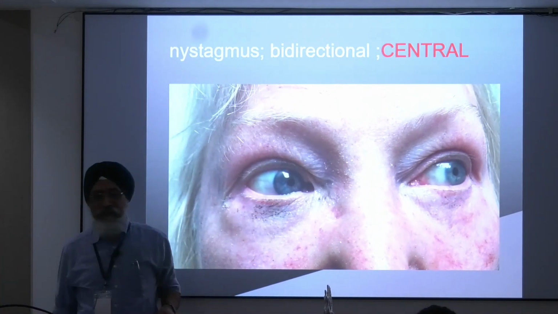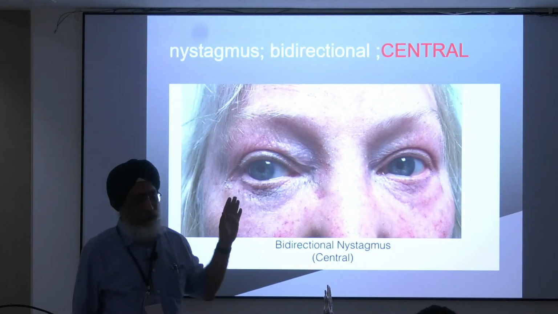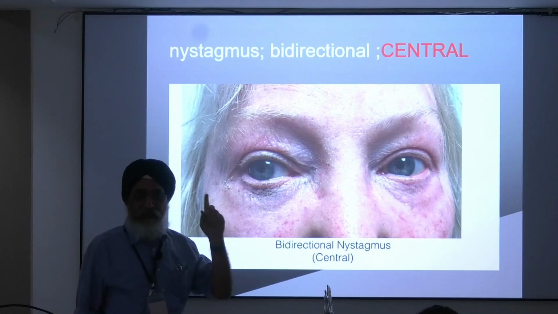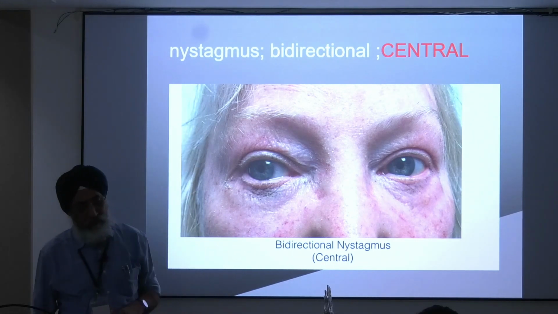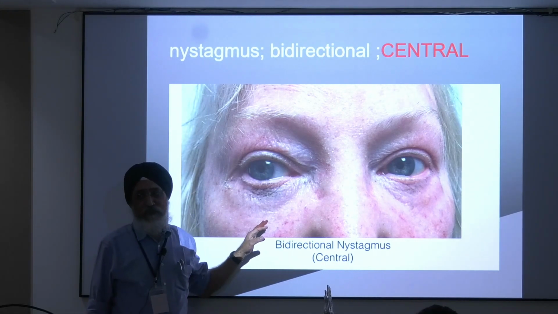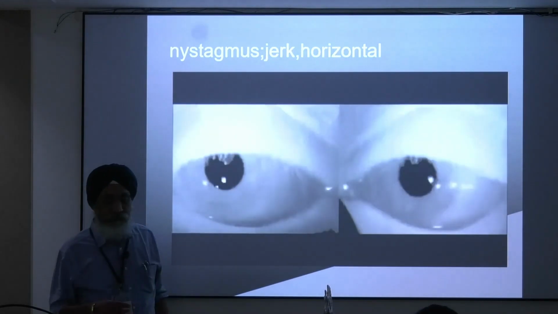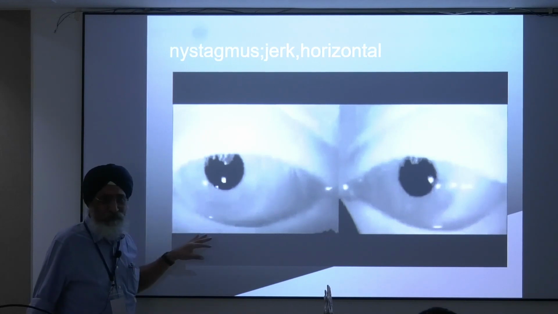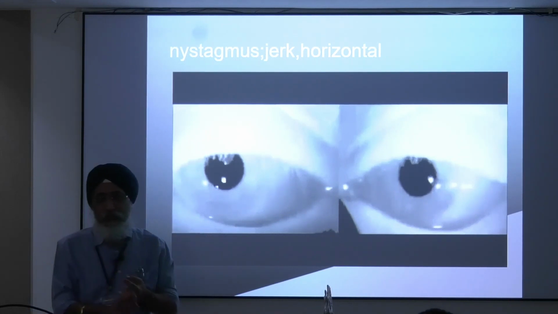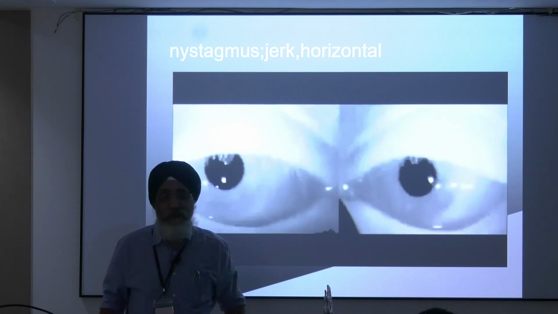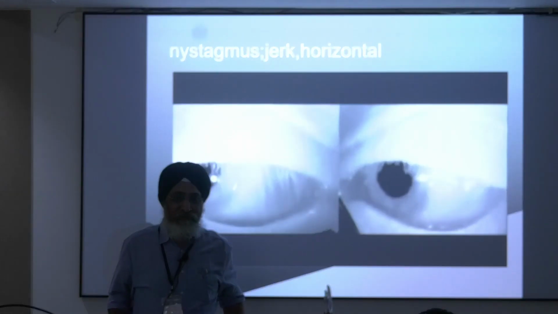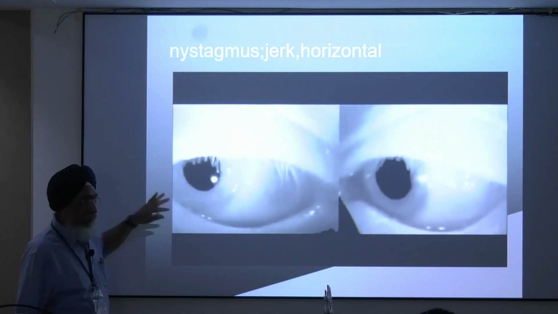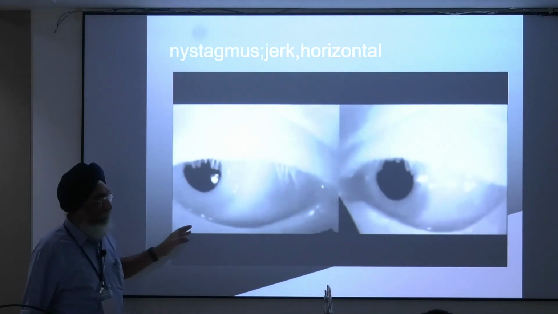Bidirectional horizontal nystagmus is central nystagmus. Is that clear? Bidirectional horizontal nystagmus is central nystagmus. Next. This is nystagmus to one direction. So horizontal unidirectional nystagmus is peripheral nystagmus. This nystagmus is to the right.